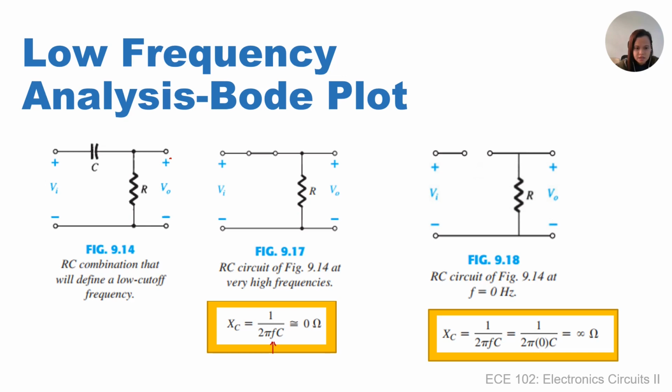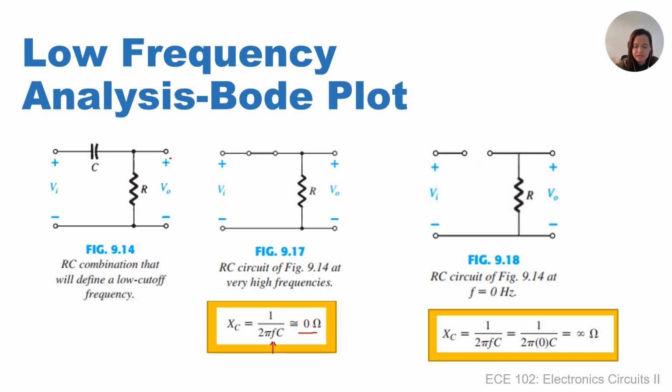So for this circuit, if we consider it at high frequency, we have 1 over 2 pi times, let's say, 1 times 10 to the power of 9 hertz, a gigahertz, times the capacitor, any element. That would be infinity here. So 1 over infinity is approximately 0. Previously in our discussion, it was mentioned that at high frequency the capacitor's effect is a short circuit.